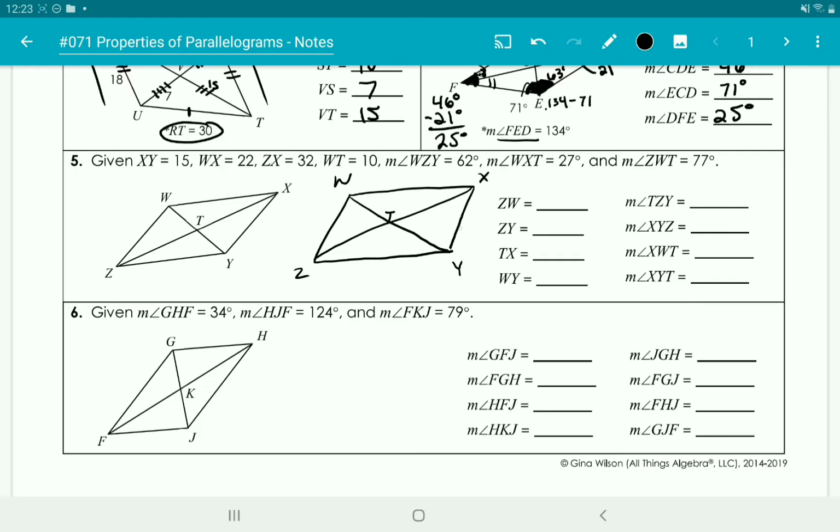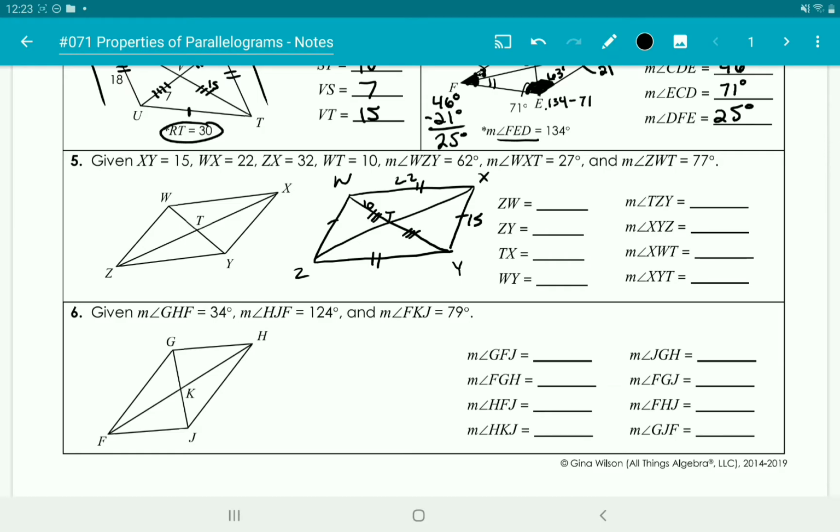So XY is 15. WX is 22. WT is 10. Okay? And that's all the sides we get. So, we know that this one's going to be the same as this one. And this one's going to be the same as this one. That's going to be the same as that.